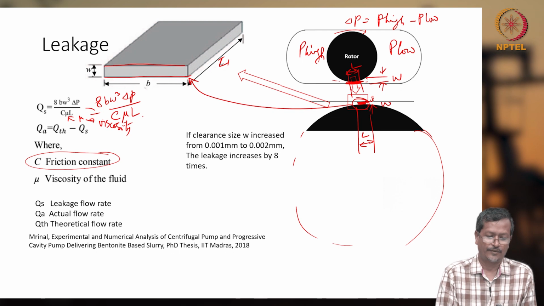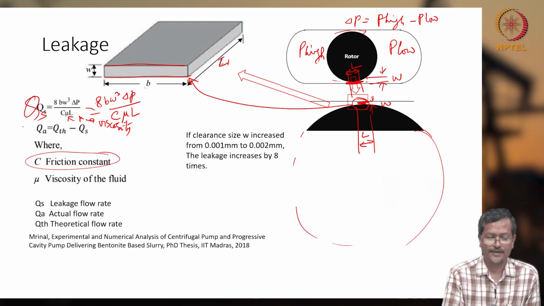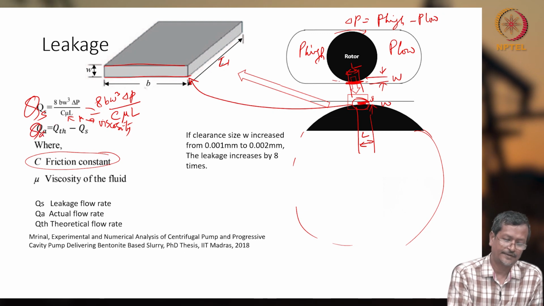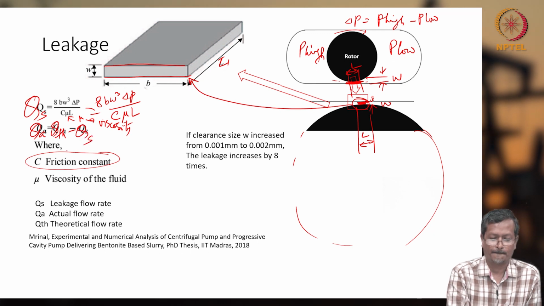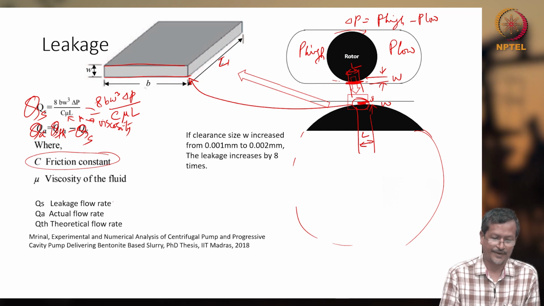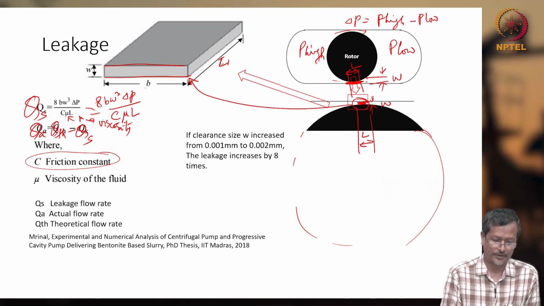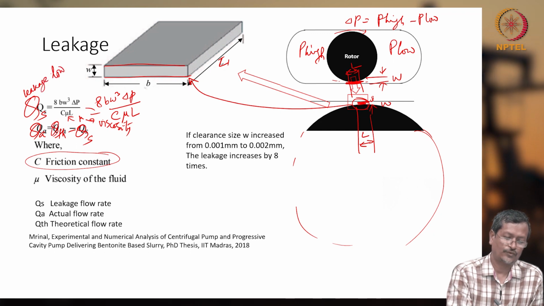And mu is viscosity. Now QS is your leakage flow rate, and QA is the actual flow rate. So QA equals Q theoretical minus QS. QA is the actual flow rate, QS is the leakage flow rate.